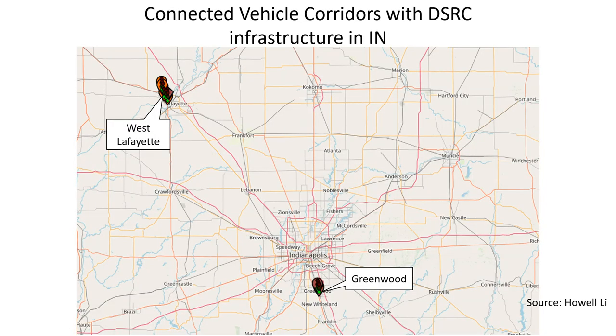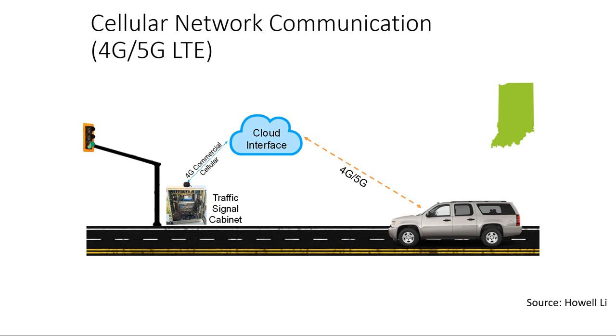There's two big corridors in Indiana, one in Greenwood and one in West Lafayette, that are using DSRC. And the INDOT, State Department of Transportation, is testing these out with the help of some researchers. So that's why they've got those.